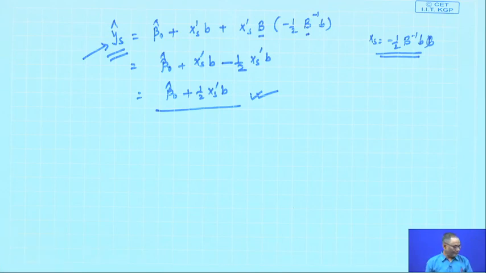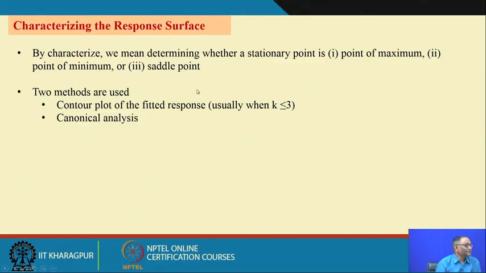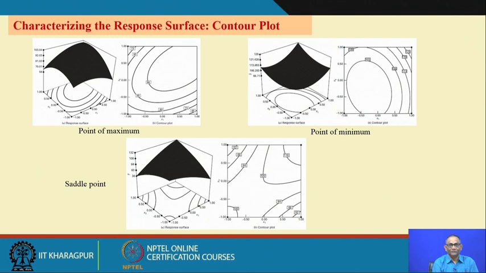So, in order to do so, you do one thing, either you go for contour plot of the fitted surface or you do canonical analysis, because the stationary point can be a point of maximum, a point of minimum, or a saddle point. Determining whether the stationary point is a point of maximum, point of minimum, or saddle point is done through two methods, one is contour plot, another one is canonical analysis. So, let us see the contour plot.